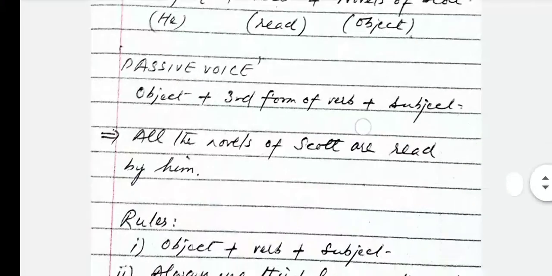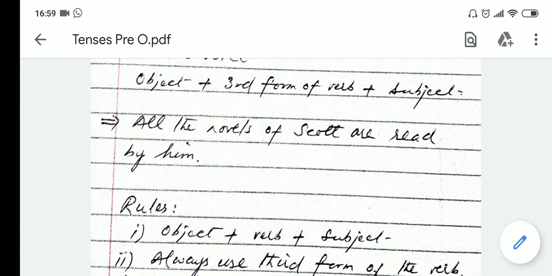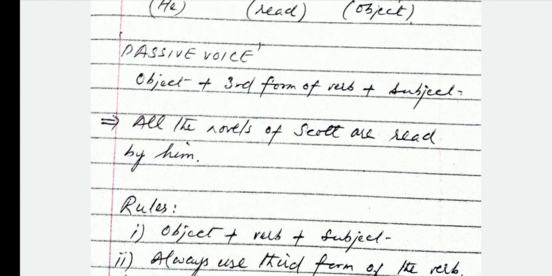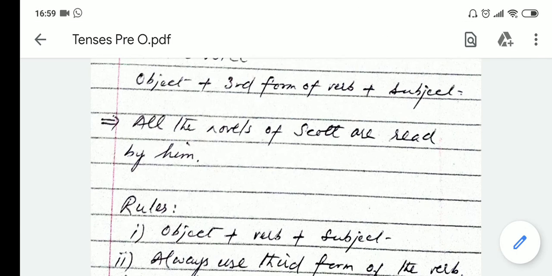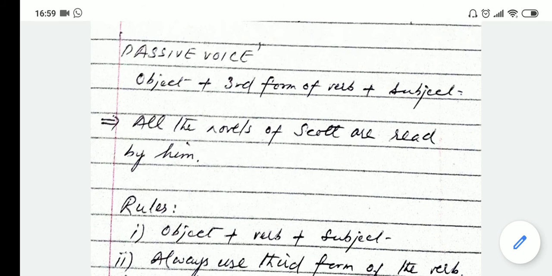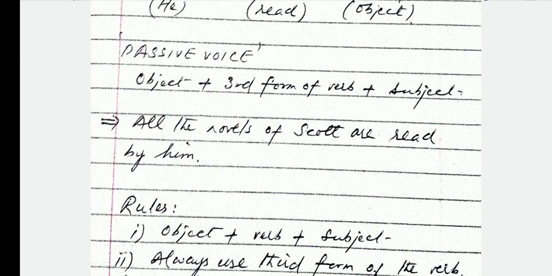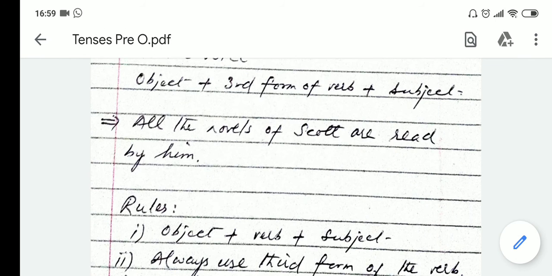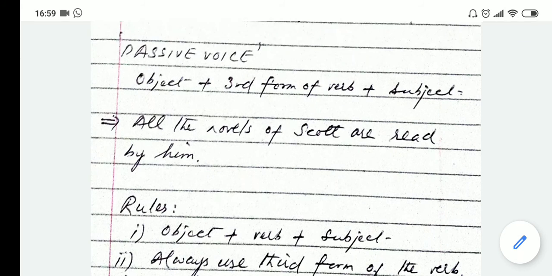If we change it into passive voice, then the object will be placed first, all the novels of Scott. Then we will use either is or are. I'm talking about present indefinite tense, not any other tense. I'm talking about the rules of the present indefinite tense passive voice. We will use either is as a helping verb or are as a helping verb. We will use are if the subject is plural.